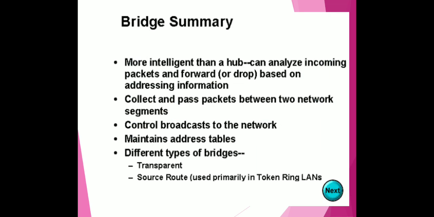It is a bit of a summary. A bridge is more intelligent than a hub, can analyze incoming packets and forward based on addressing information, collects and passes packets between two network segments, controls broadcast to the networks, and maintains address tables. There are different types of bridges, such as transparent and source route.